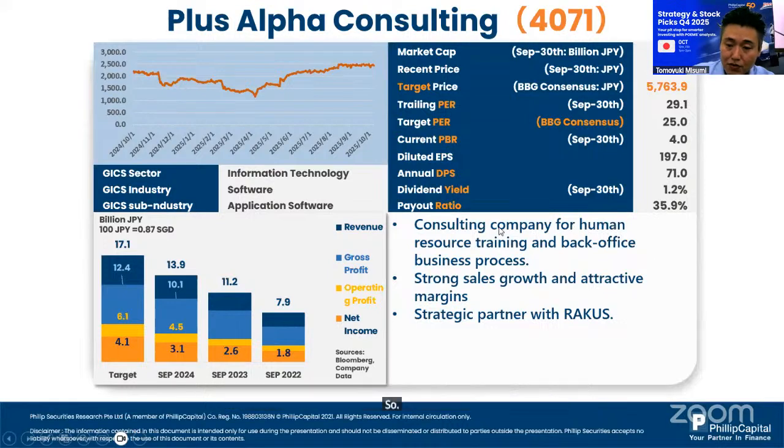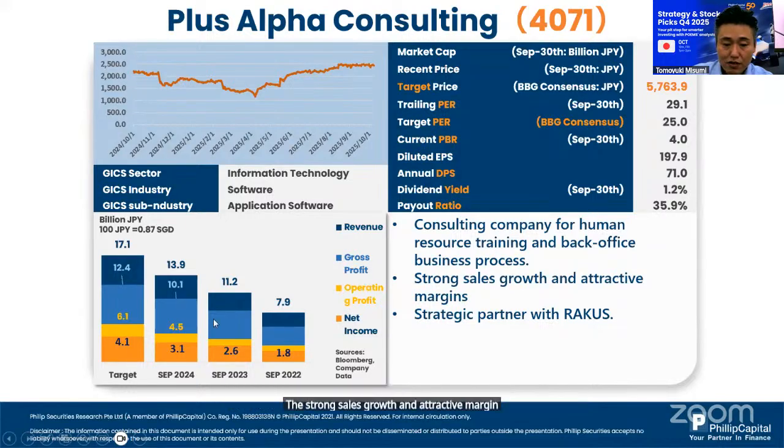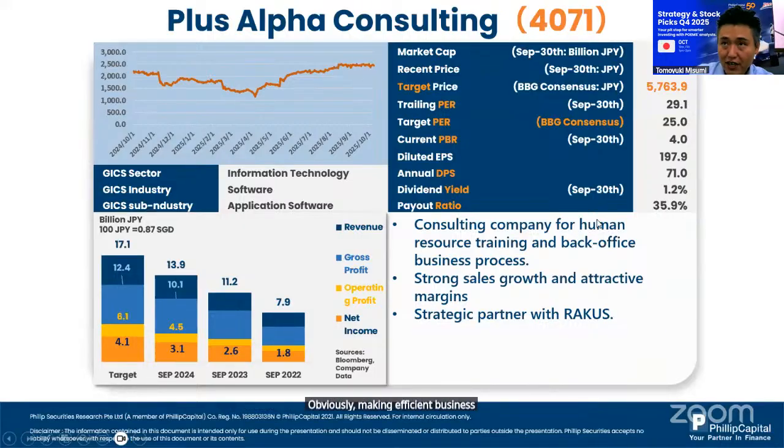It is a consulting company for human resources, training, and back office business process. There is strong sales growth appearing in the last 3 financial years, and also expecting growth faster at the targeted level in the next September. The strong sales growth and attractive margins also appear in this graph. So third parties with RACs focus on corporate investment and also on the back office, making business efficient, also for the labor market.